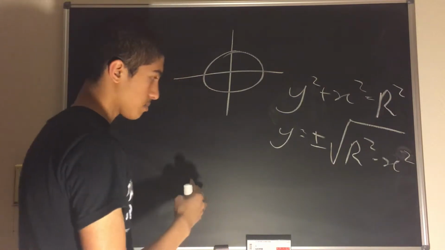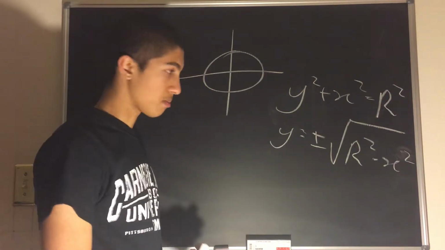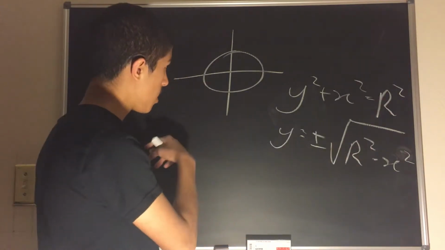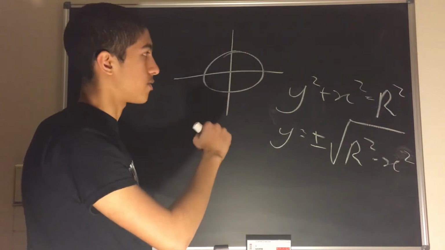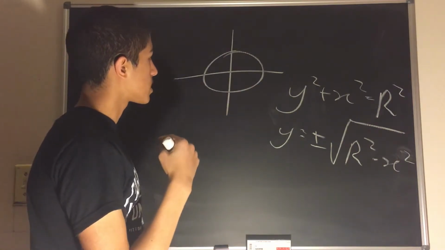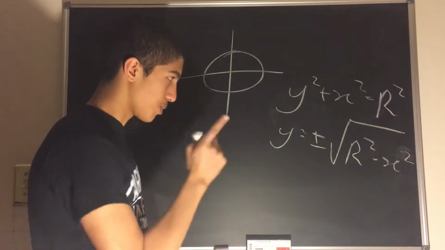And if you're wondering, the reason why I put down plus or minus is because if the equation were simply defined as y is equal to the square root of r squared minus x squared, the positive square root, then that would only parametrize the top two quadrants. So it would only parametrize a semicircle and not a full circle. But in fact, a semicircle is what we want.